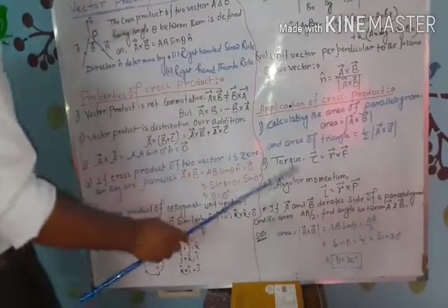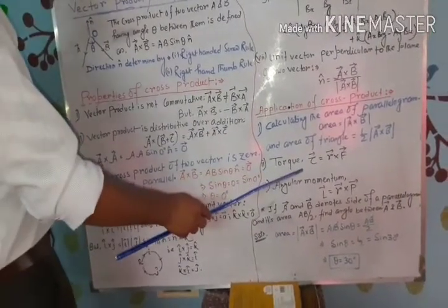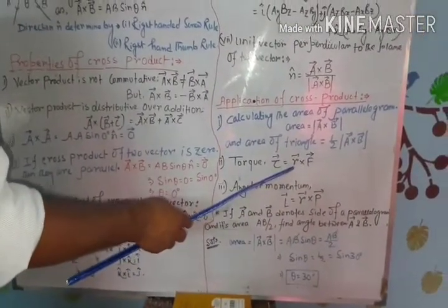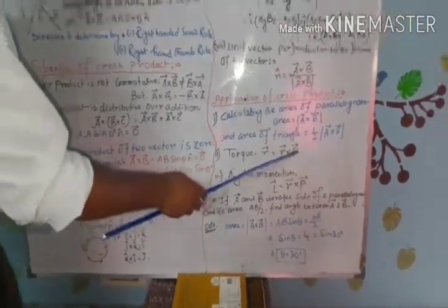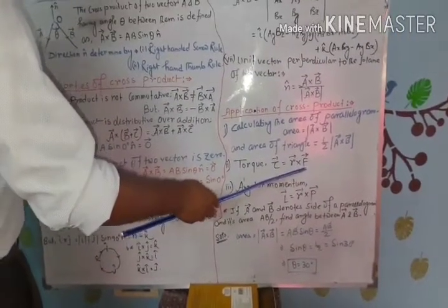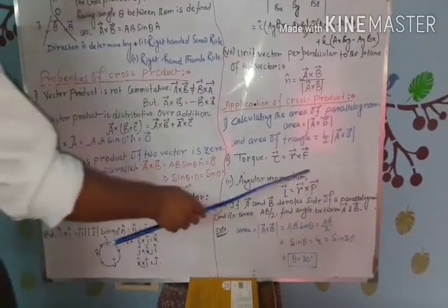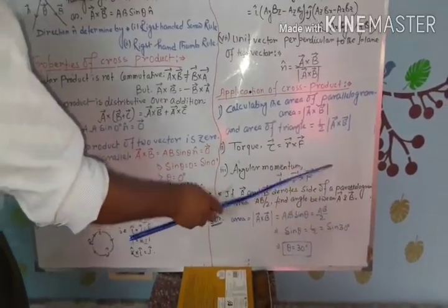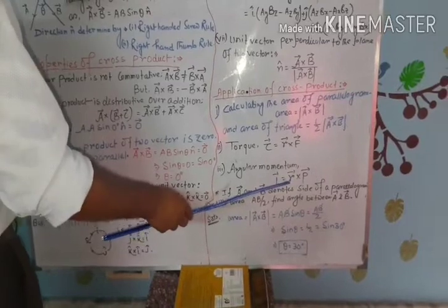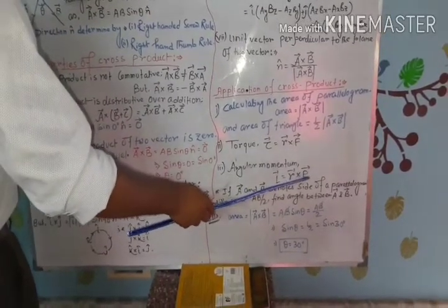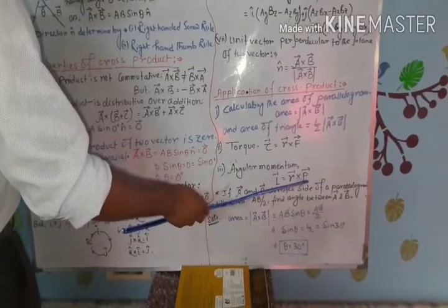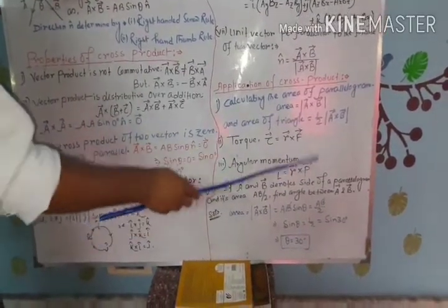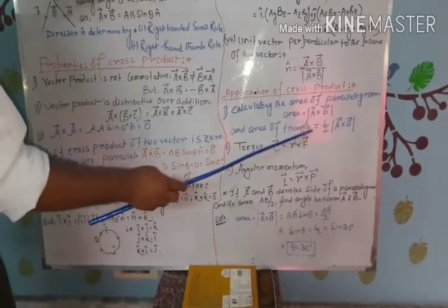Okay, next we can determine the torque also. The torque tau equals R cross F, where R vector is the position vector and F vector is the force vector. We can determine the angular momentum also. Angular momentum L vector equals R vector cross P vector, where R vector is the position vector and P vector is the linear momentum vector. Okay, so these are some applications of the cross product you have to know.